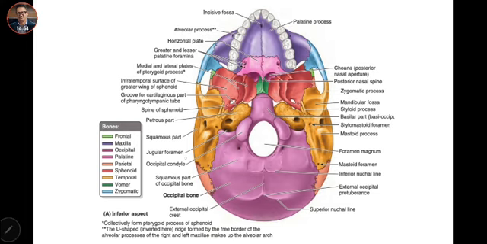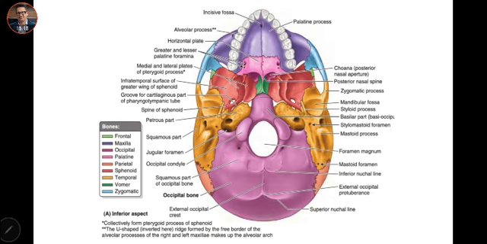We see this jugular foramen. You see the jugular foramen present between the lateral part of your occipital bone and this petrous temporal. This is the jugular foramen. And then one foramen is the stylomastoid foramen, posterior to this styloid process.